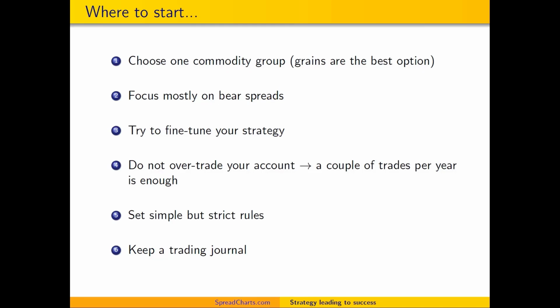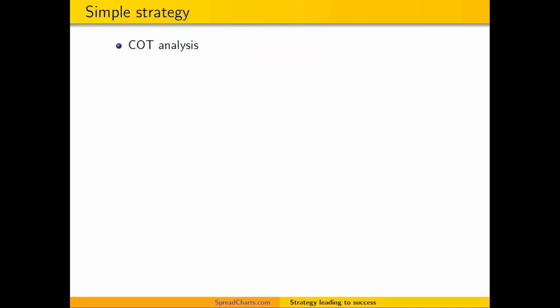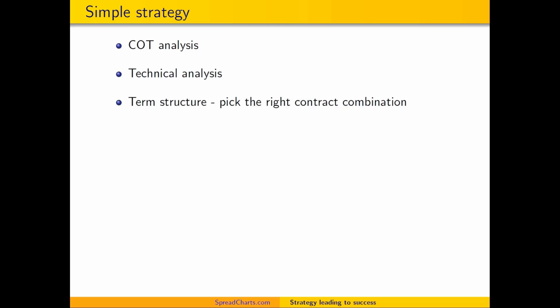And now, let's build a simple strategy as we promised. We start with a COT analysis to look for overbought or oversold markets. Step number 2 is the technical analysis of the underlying commodity. The goal is to look for support, resistances, and important trend lines. If you find something interesting from both COT and technical perspectives, take a closer look at the term structure of the commodity. Identify the suitable combination of contracts if you want to trade a spread, or just an outright contract if you are going to ride the underlying commodity.